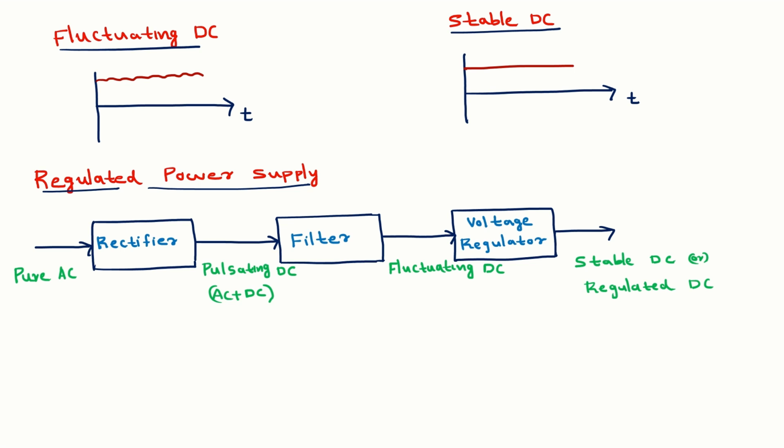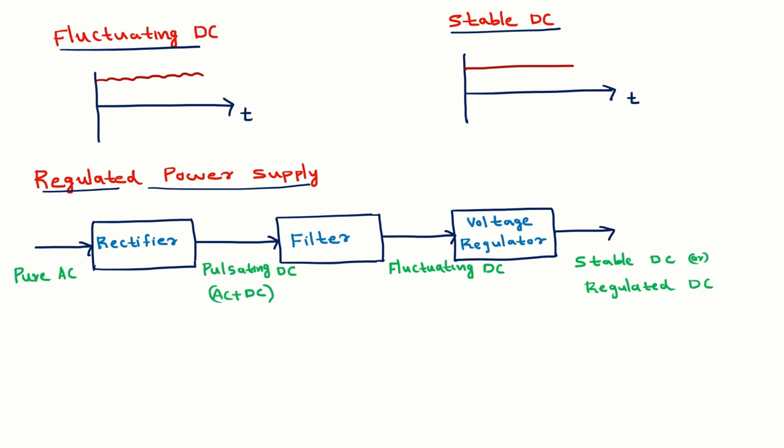The fluctuating DC also has variations. When you observe this waveform, you can see variations in it. This is not a constant value; small variations are there in the waveform. So we want to get the DC waveform. DC waveform means what? It always provides a constant value throughout time.